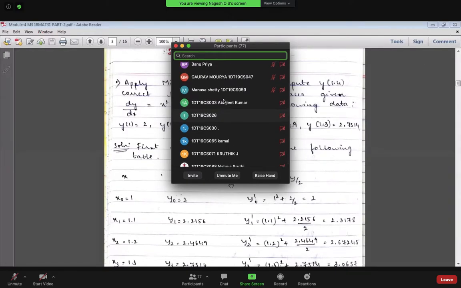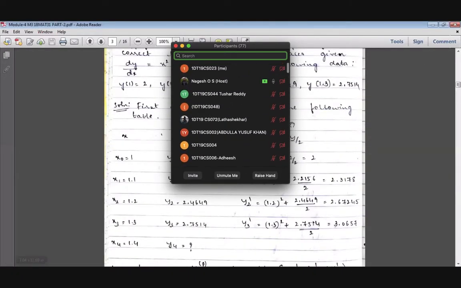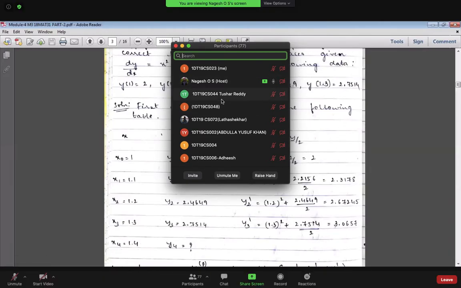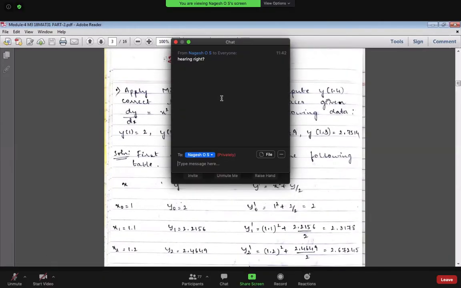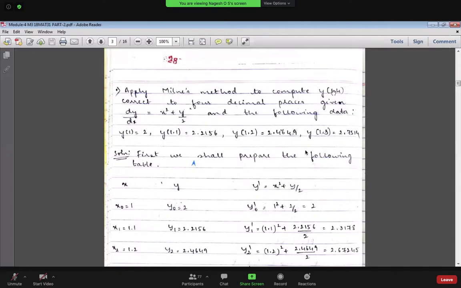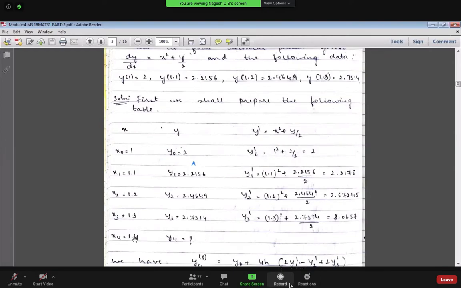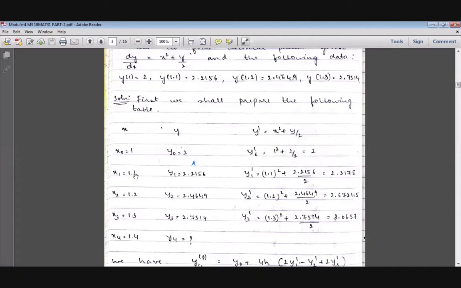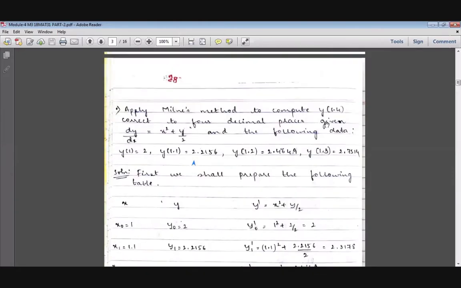Then after this, what we have to do? x4. How can we know what is the value of x4? Find y of 1.4. This is y at x4. We need to find the value of y at 1.4. That's why x4 is 1.4. Otherwise, you can see the difference. Here 1.1, 1.2, 0.1 is the difference. So x4 will be 1.3 plus 0.1, so that is 1.4. Automatically, that will be this value.